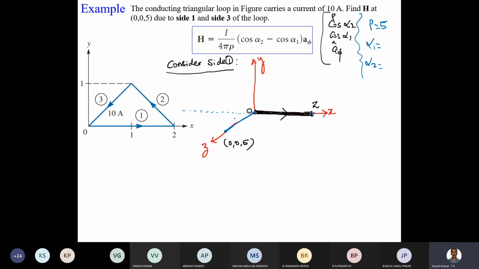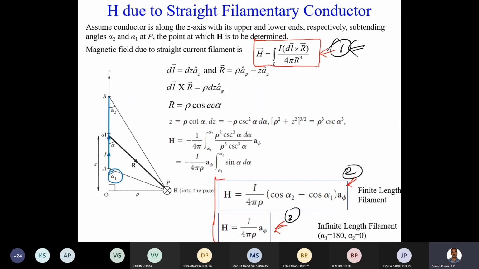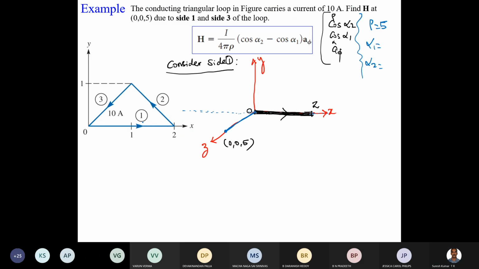What is alpha 1? What is the angle between the x-axis dotted line and that solid blue line? For your reference, I will show this picture again. So this is alpha 1, the angle between the axis of the wire and the line connecting the observer and the lower edge. Without using pen and paper, you can give the answer. Pi by 2, sir. Pardon? Pi by 2. Yeah, exactly.